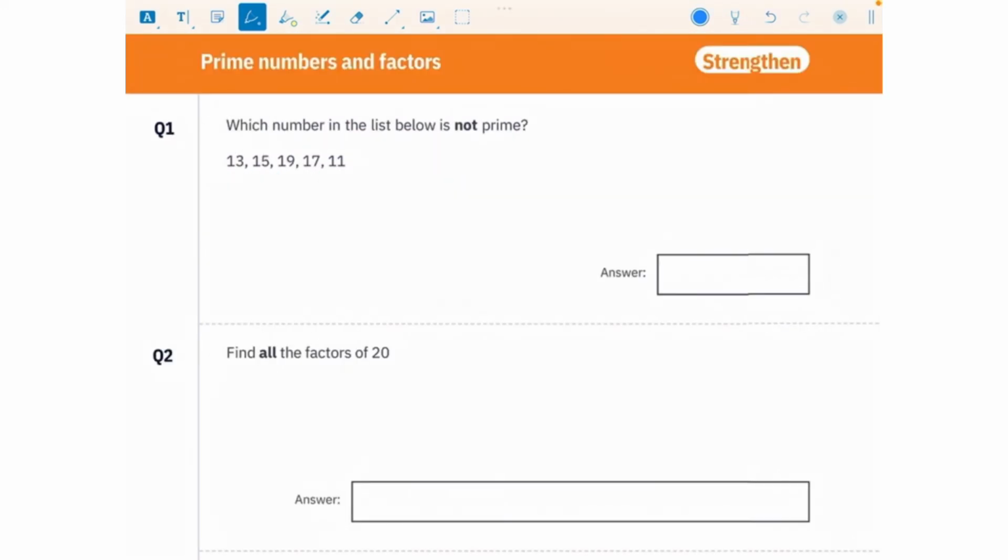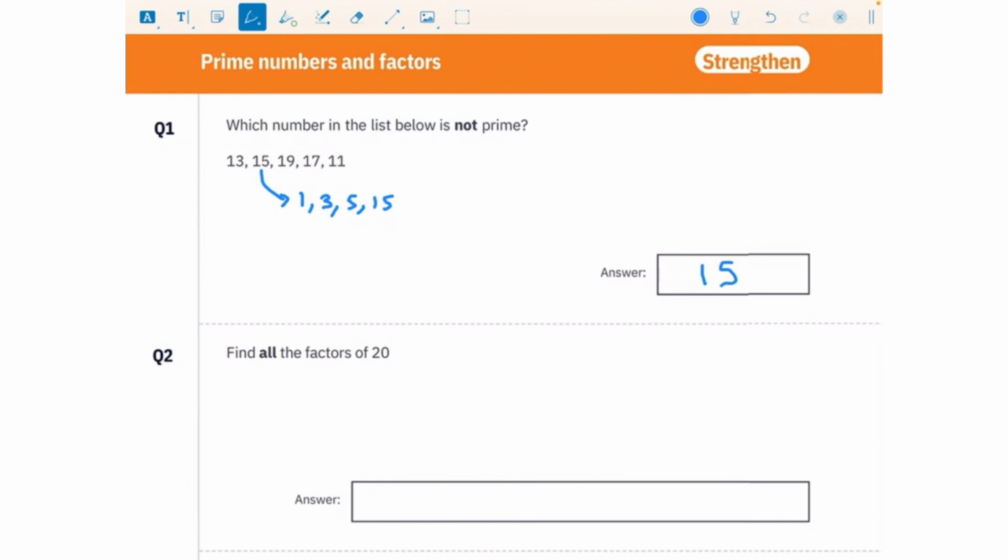Which number in the list below is not prime? So prime numbers are only in the 1 times table and their own times table. If there are other factors or other times tables that they're in, then they won't be prime. So 15, we can see, is in the 3 times table and the 5 times table. So we've got 1, 3, 5 and 15 that are factors of 15. So that's not prime, 15. All the other numbers are only in their own times table and the 1 times table.